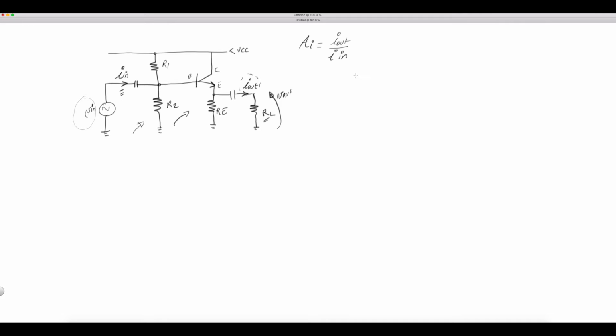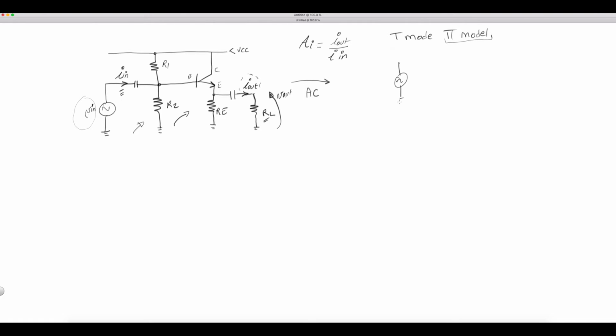So first, it's a matter of what kind of model you want to use to do the analysis. You have a choice between the T model, the pi model, or you could use the hybrid model. So it is up to us. So first, let's go back to the pi model to figure out, for example, the input impedance. Because I need a model that will eventually yield this.